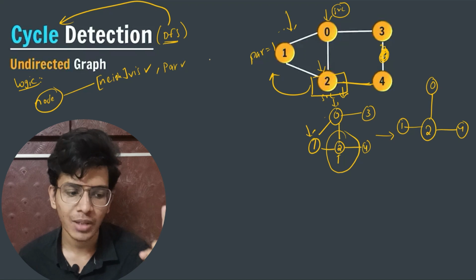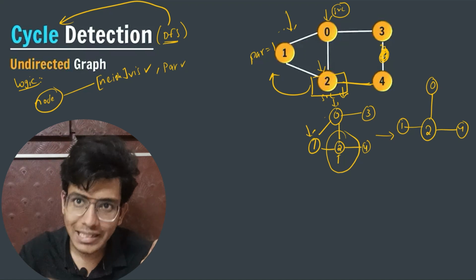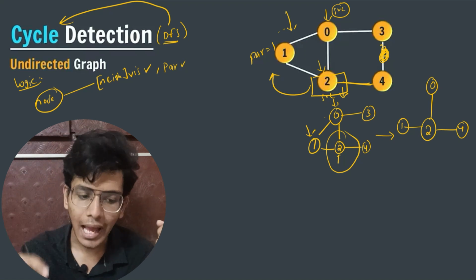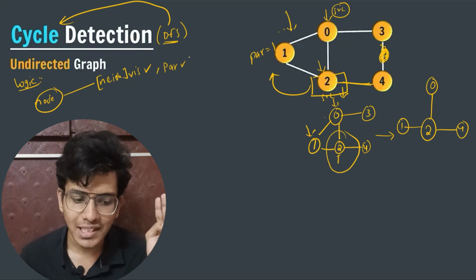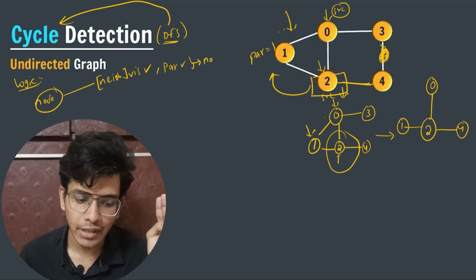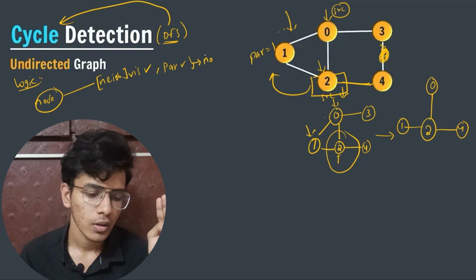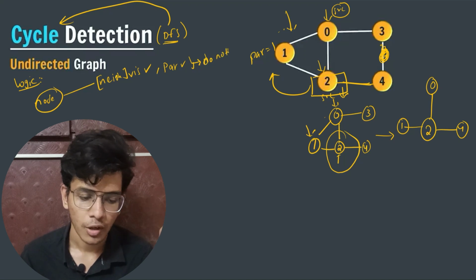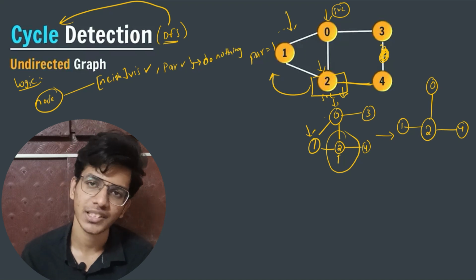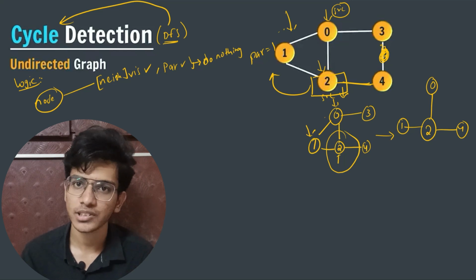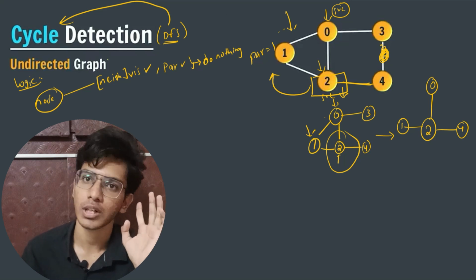The first type of neighbor is that the visited of that neighbor is true and it is a parent. If I get this case, then I will do nothing. I will basically continue my process, my cycle finding process. I will continue whenever I encounter this.